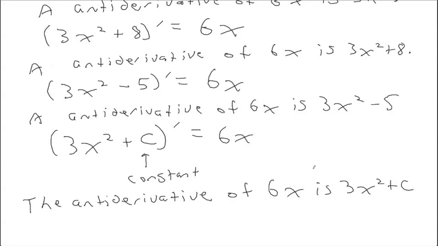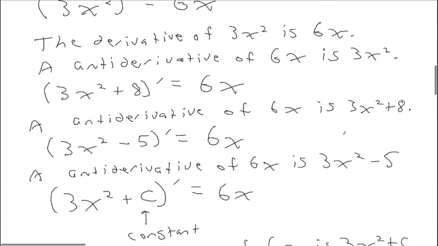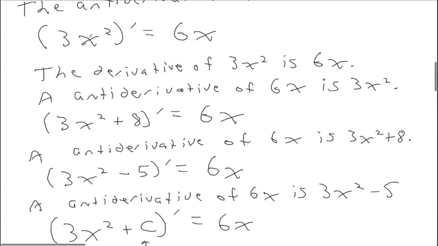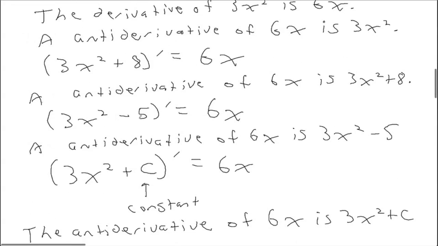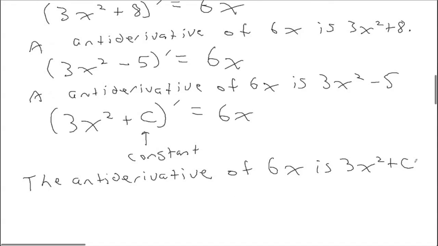All the antiderivatives of 6x would fit this expression. For example, this matches the expression. In this case, we just set c equal to 0, right? In this case, c was 0. And in this case, c was 8. And in this case, c was negative 5. Notice it's possible for c to be negative, even though we're adding it. It could still be negative.